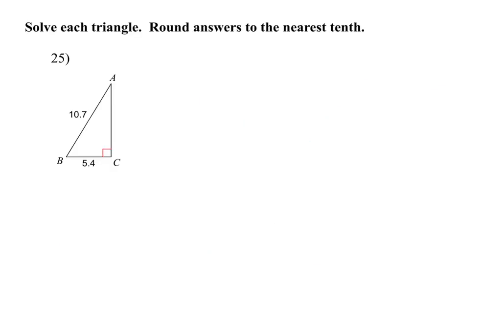So for solving a triangle, you should have all of the angles identified and all of the sides identified. So angle A, angle B, and angle C. Obviously, that guy is going to be 90 degrees. Then we have side length A, which is the side opposite of my angle A. Side length B, we don't know. And side length C is 10.7.